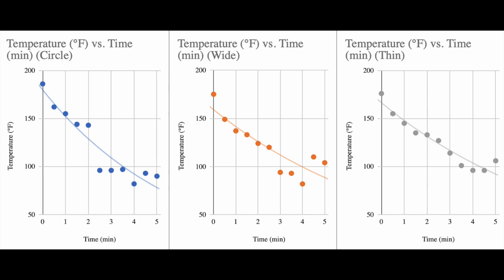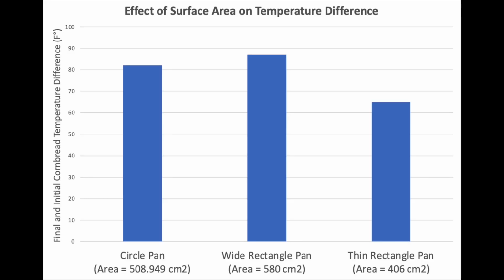After concluding our experiment and collecting our data, we observed that the temperatures of the cornbread loaves decayed in an exponential manner, similar to our theoretical prediction. Perhaps more pressing to our situation is how much heat each loaf lost after 9.5 minutes. We can see in this bar graph how the loaf baked in the wide rectangular pan, which had the largest surface area, cooled the largest amount, while the loaf baked in the thin rectangular pan, which had the smallest surface area, cooled the least. This lines up with our hypothesis and theoretical model.